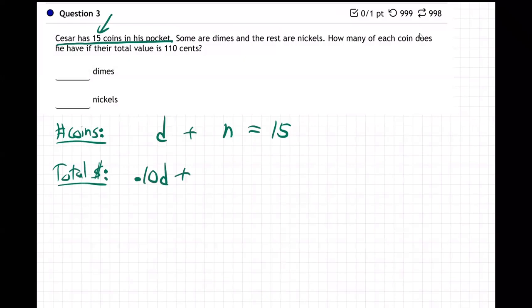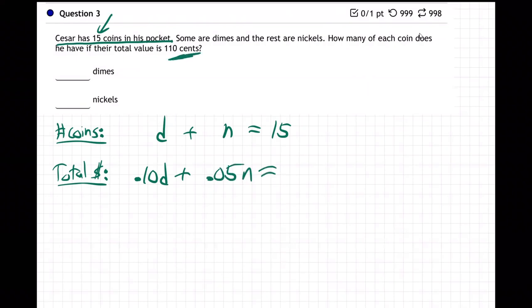Now careful, here's a common mistake I've seen a lot of students make over the years, and they'll go 0.5N. That's wrong. What's wrong with that? Why can't I do 0.5N? Isn't that right? Nickels are worth 5 cents. How do you write 5? If I said the price is $10.05, how would you write it? Yeah, because the 5 would be in the hundredths place. So watch out that it's 0.05.